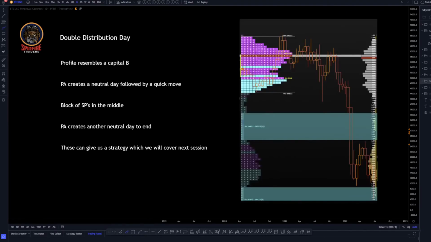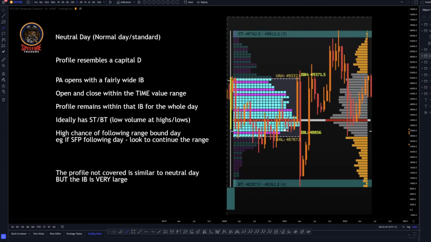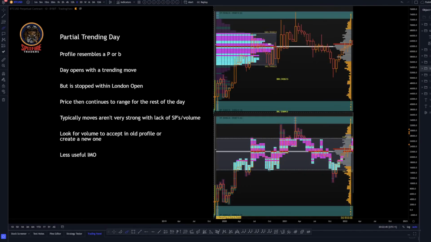With your trending days, if you see this happen and then price moves down, and if you see price moving down and then you don't see much range in activity at the end of the day, so for example it just carries on dropping to the next day, you might find another trending day on the back of it, or you may find a partial trending day on the back of it.